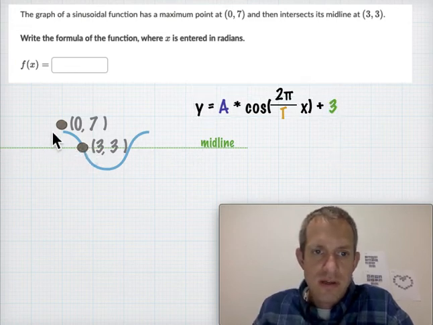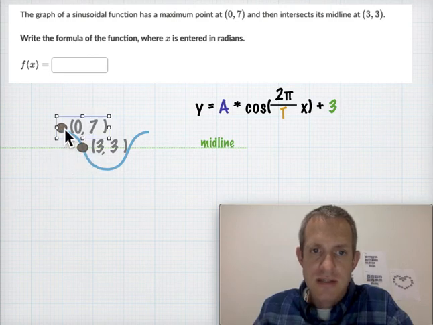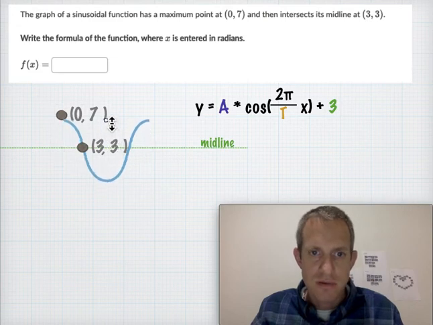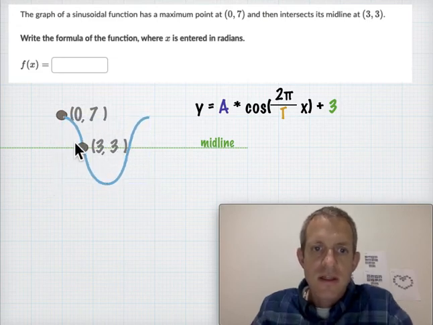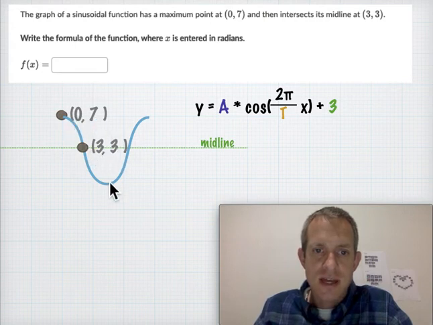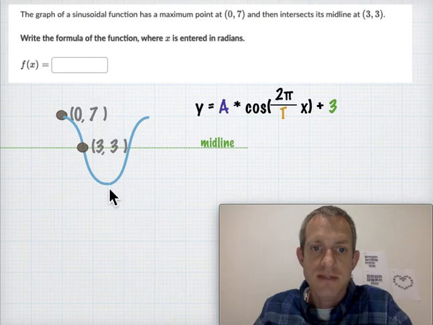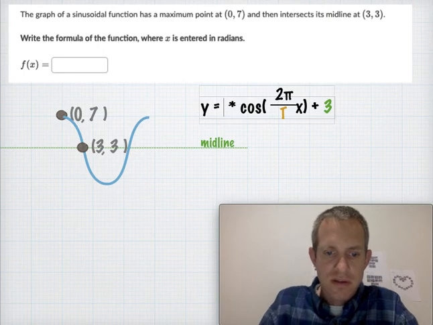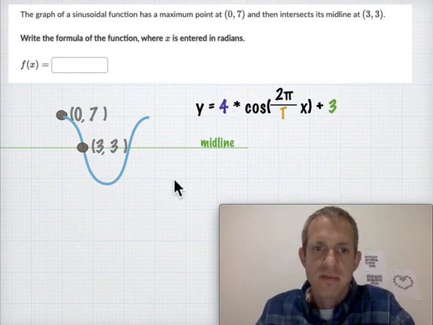Now, the amplitude is the height that this graph goes up. Let me stretch this just so I have a little bit of room here. So this rises from 3 to 7, and this would be 4 steps down again, and then this would be 3 and then up to a height of 7. So that difference between 7 and 3 is the amplitude of 4. So we'll put a 4 here.